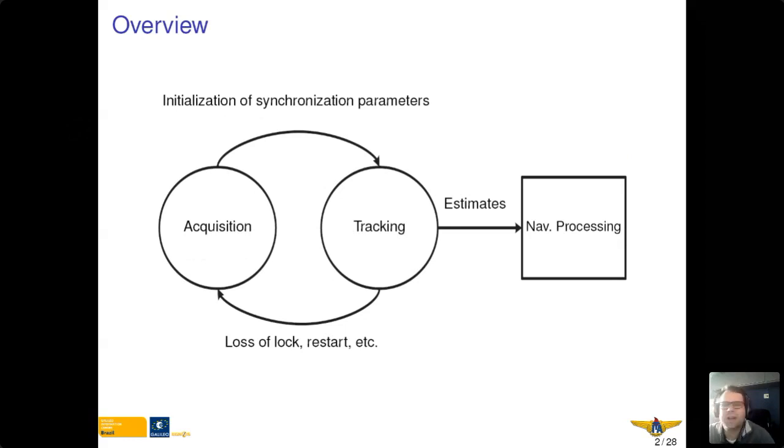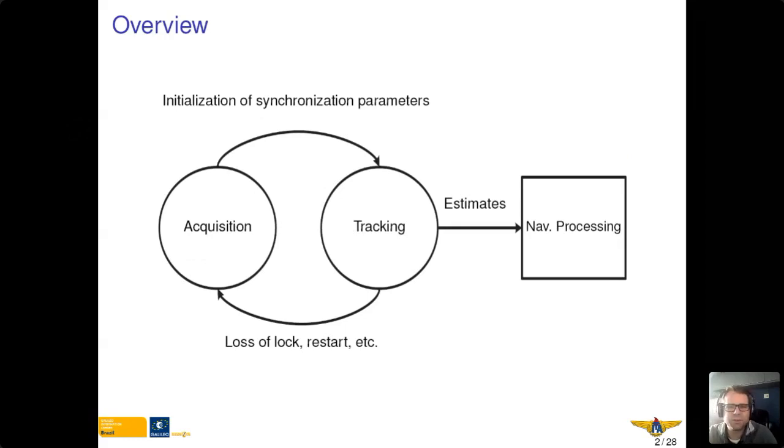And then if the tracking is lost for some reason, maybe the SNR gets bad, or the parameters are changing too fast, then we talk about a loss of lock. We need to detect this loss of lock, but it's not so difficult to do this. And then we need to restart this process. So we need to reacquire and start the tracking.